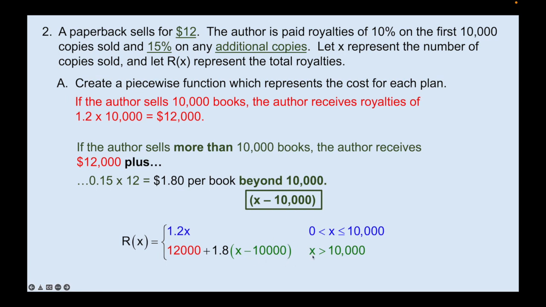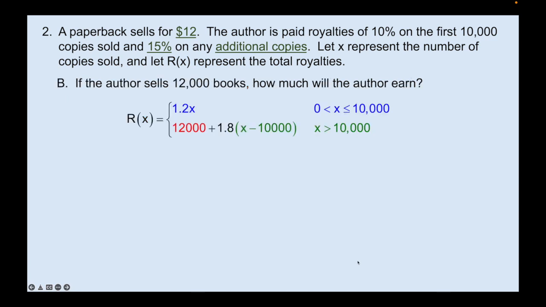And again, this is the condition when X would be greater than 10,000. Now part B, we're talking about if the author sells 12,000 books, how much will the author earn? So when we're deciding which one to plug it into, we know that this one down here is saying X is greater than 10,000. And since our amount is greater than 10,000, that's where we need to plug it in. So we'll go ahead and do that.